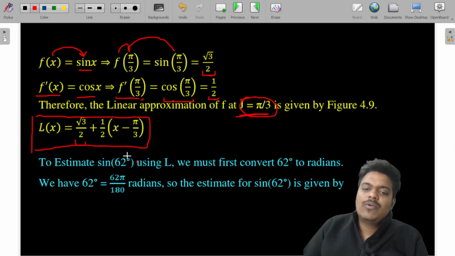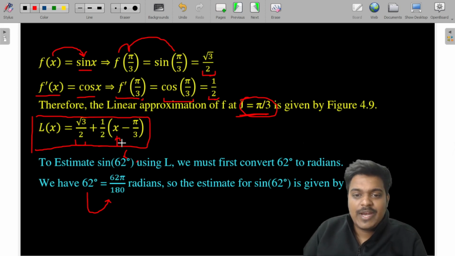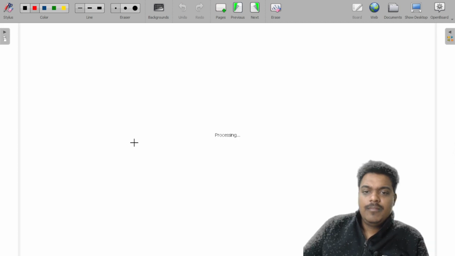Now, if you need to calculate the value of 62 degrees, you just need to convert 62 degrees in terms of radians. We know how to convert degrees to radians: we have to multiply by pi by 180. So we convert 62 degrees to radians, which is 62 pi by 180. We apply 62 pi by 180 to this x, and we get an approximated value for 62 degrees.